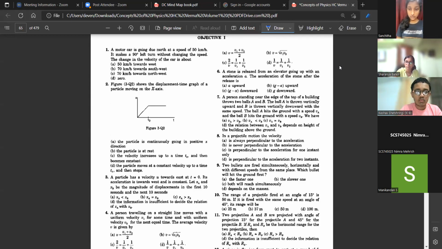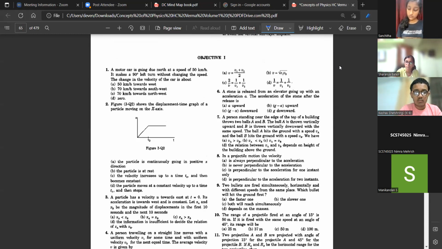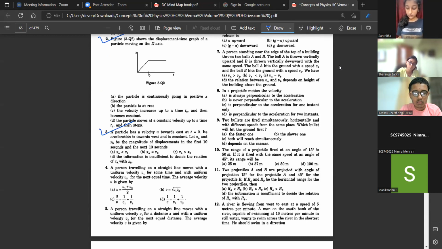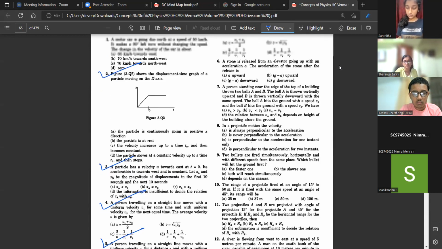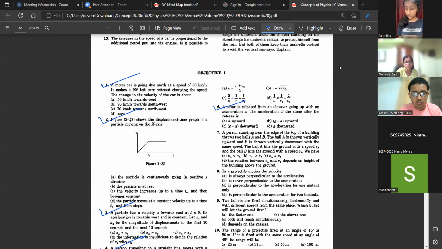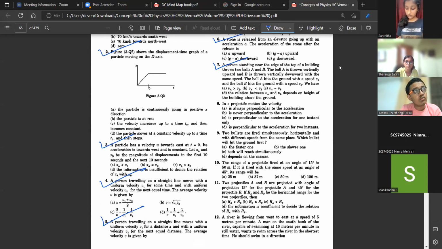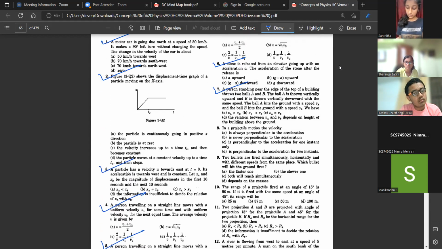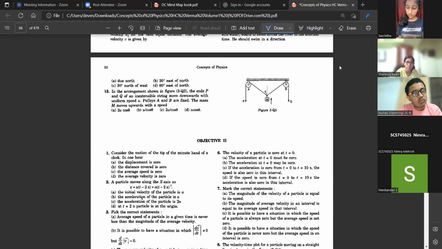Okay, then you can solve as many objective questions. Okay, we'll do objectives only. This one, 1, 2, 3, 4, 5, 6, 7. Projectile we have not done. So 6 from objective 1, right?